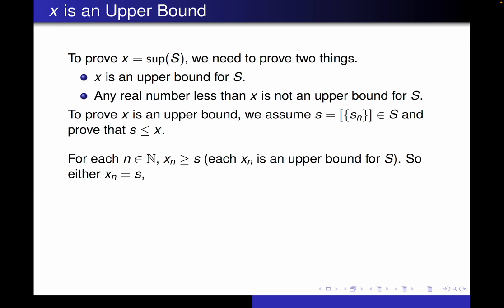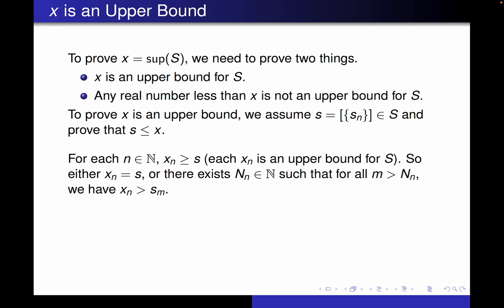And as before, either that means that xn is equal to s, or it's bigger than s, which means there exists some natural number, I'm going to say big N sub n, because this big natural number depends on which xn we're talking about. It's a different one for x1 than it is for x2, which is different than x3, etc. Such that for all m greater than this integer N sub n, we have xn is greater than Sm. So we have one of those two things happening. That gives us two cases that we have to consider, so we'll consider them one at a time.